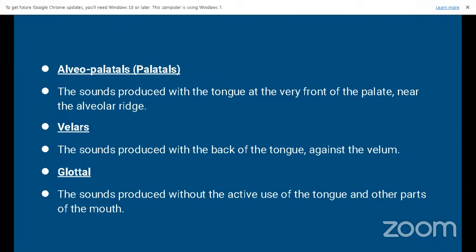Very good. Next is glottal. Glottal sounds are produced without the active use of the tongue and the other parts of the mouth. Glottal means just the two vocal cords move close, leading to a narrowing of the air passage in the throat. One of the consonants is h, the sound of h, as in house.